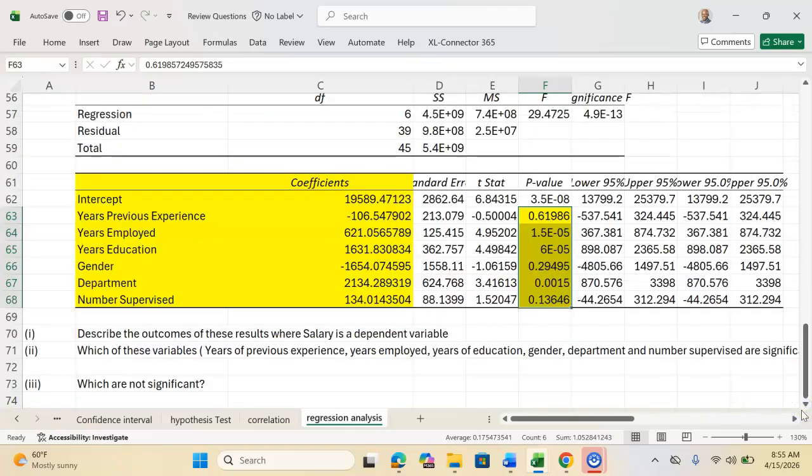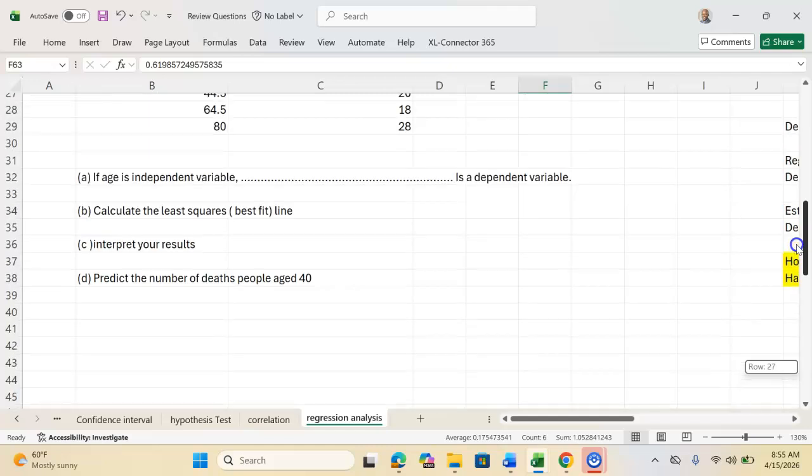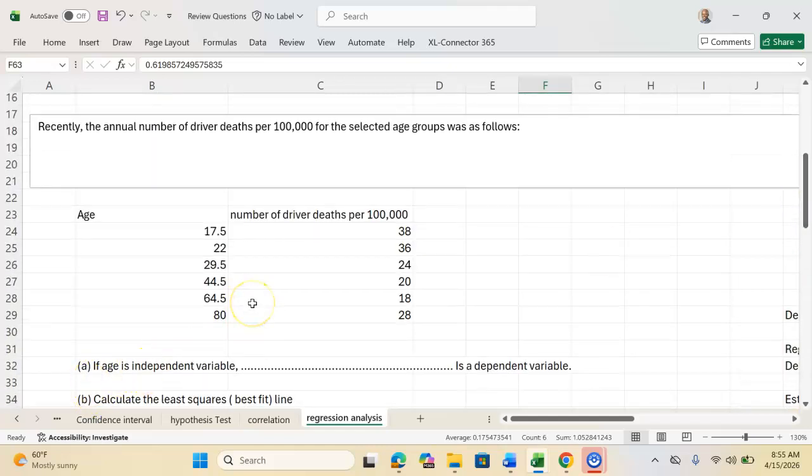So I think that's all with the regression analysis, and everything is clear, and we have addressed what we actually discussed in class. But you should remember that this is multiple regression analysis where we have more than one independent variable, and this one here is simple linear regression or bivariate regression analysis, because we are focusing on only one independent variable, which is age.